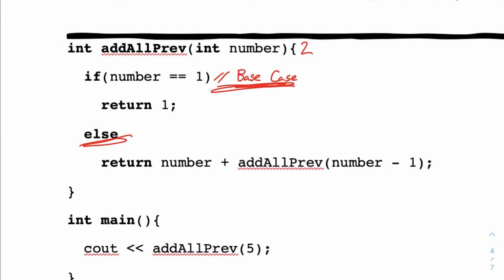Now this is where things get different. This is where our base case is met. If 1 equals 1, this is true. So this is the first time our base case is met. 1 equals 1, this is true. So now we're going to return 1.